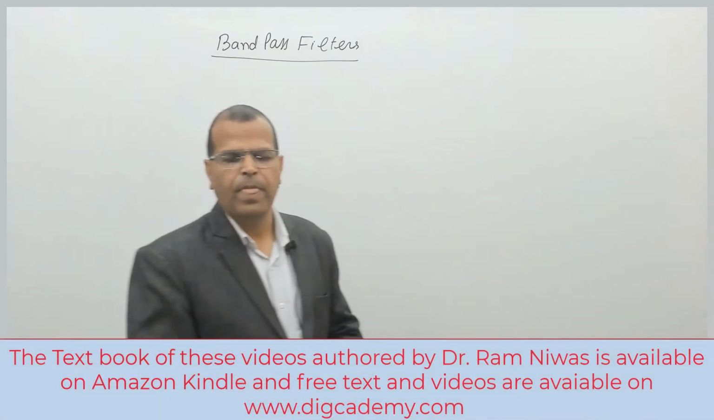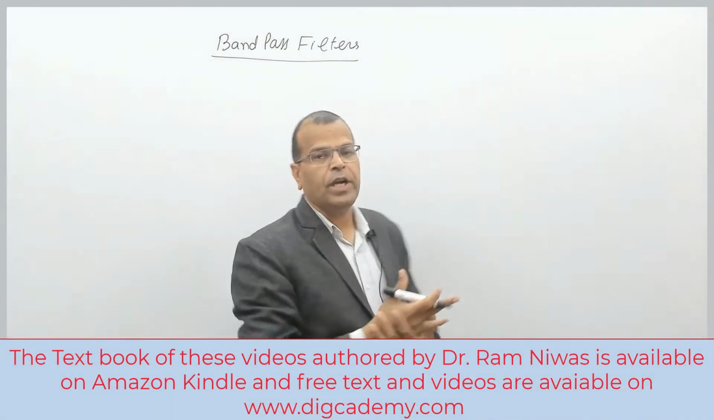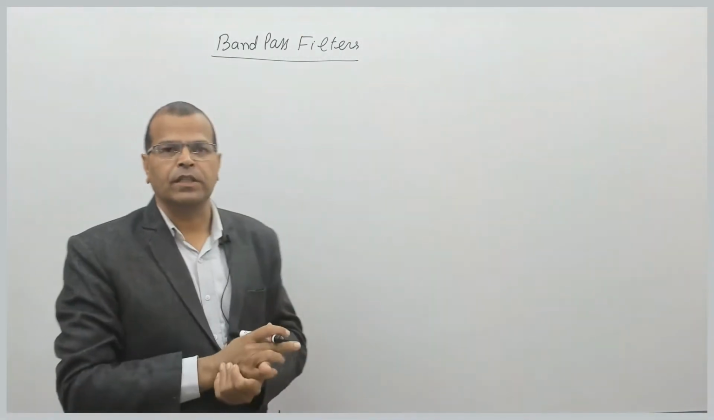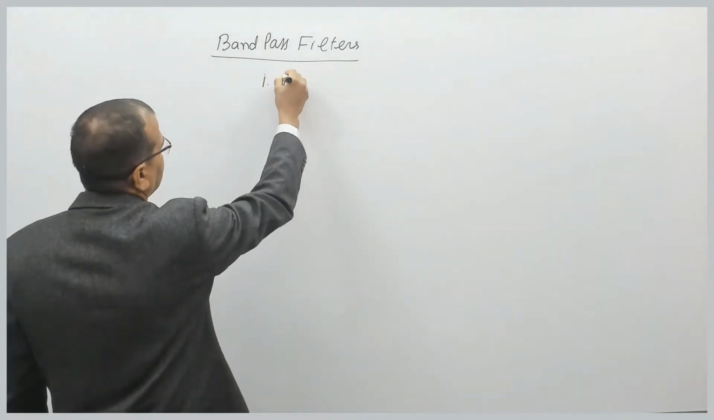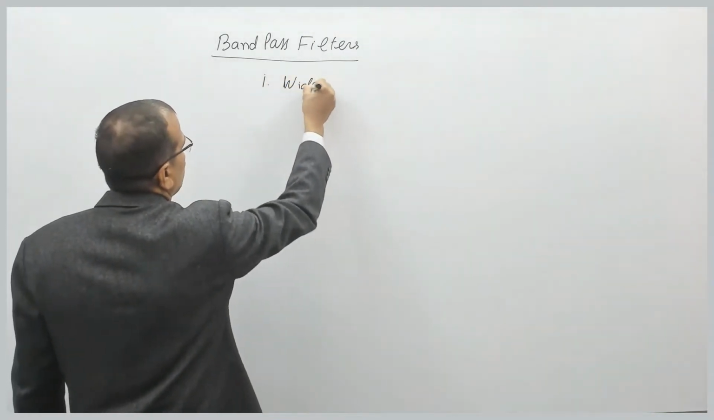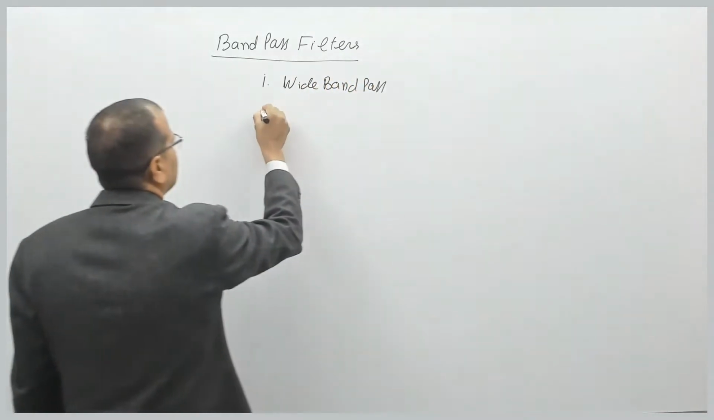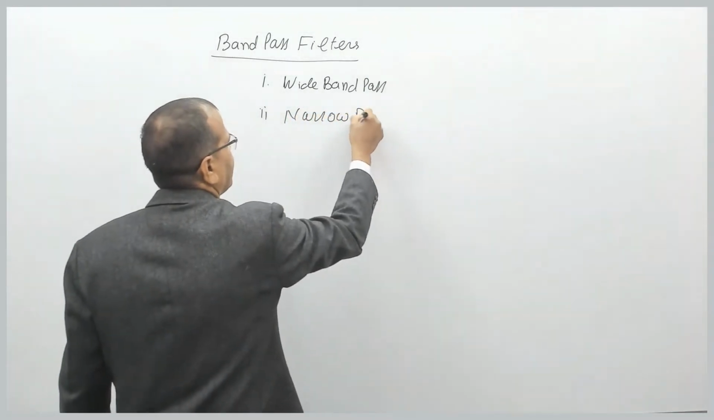Hello friends, now we will start with the next topic of operational amplifier, that is band pass filters. The band pass filters can be divided into two categories. First is called wide band pass and second is called narrow band pass filter, right?